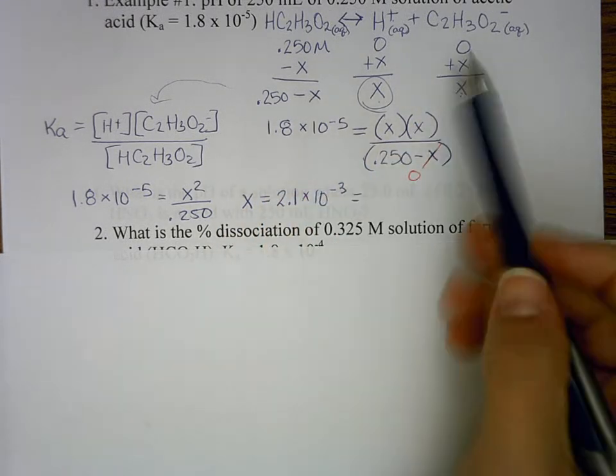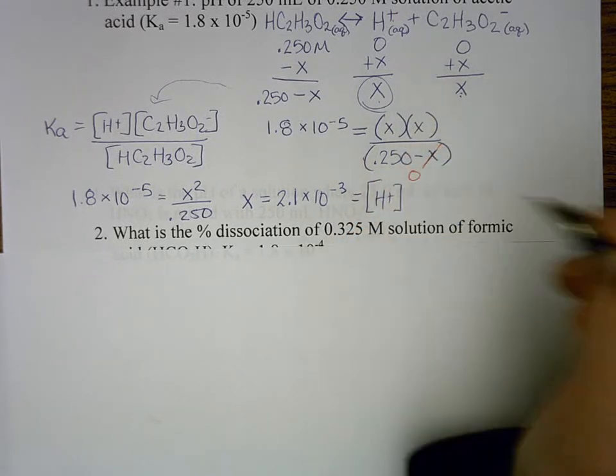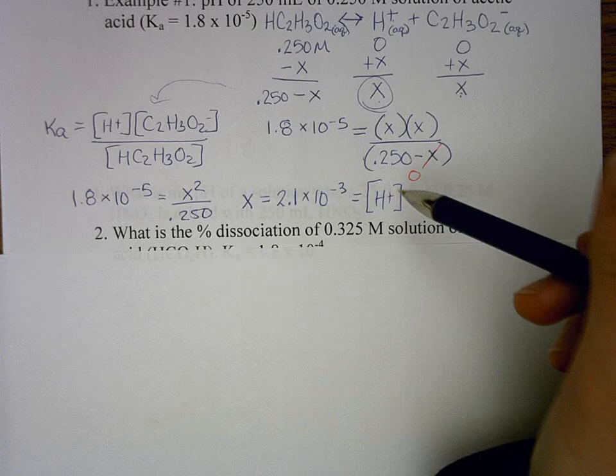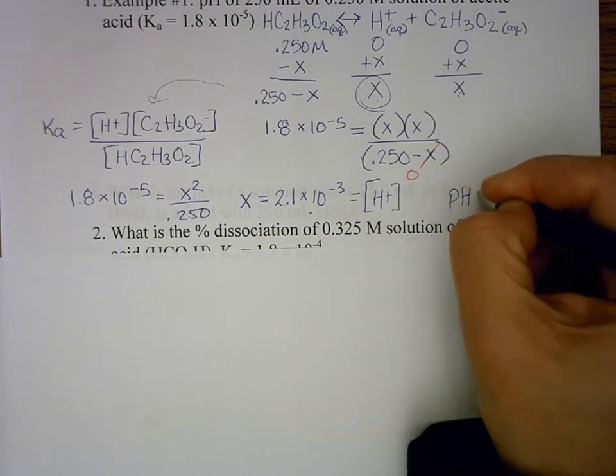That, if I look back up at my ice table, equals the concentration of hydrogen ions. So I can just negative log that number, get your pH. pH is 2.67.